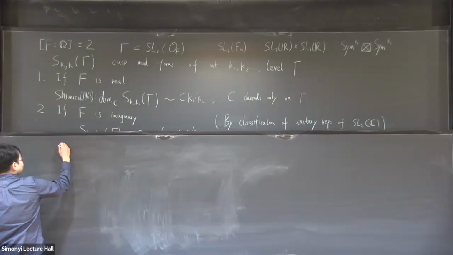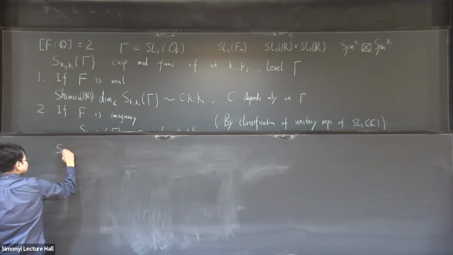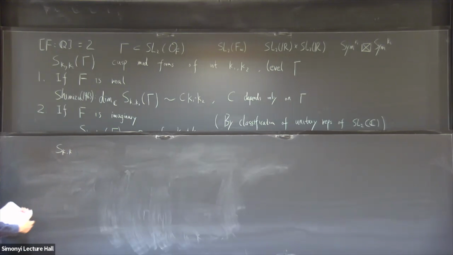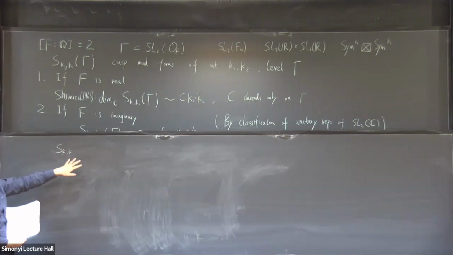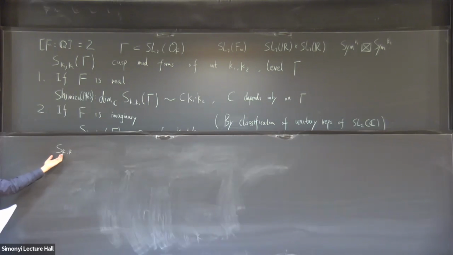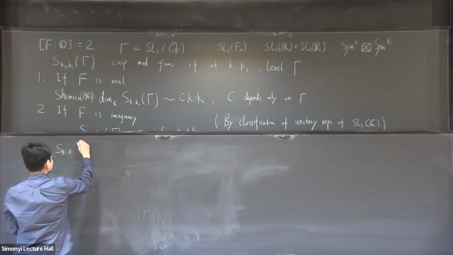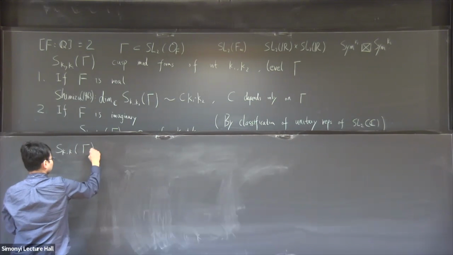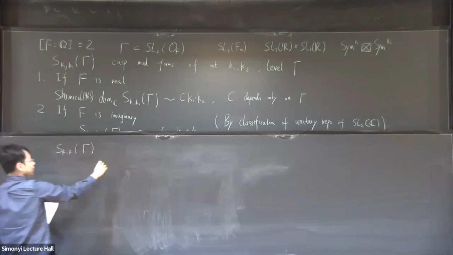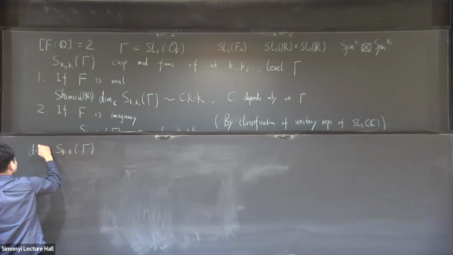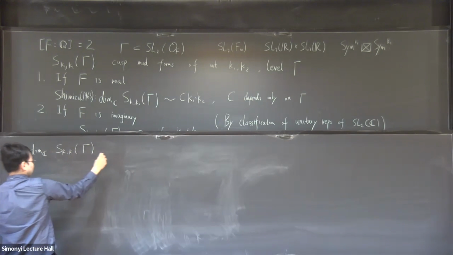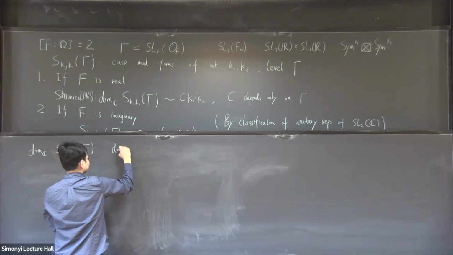In the imaginary quadratic case, the only interesting case is K1 equals K2, so I will just use S_K or S_KK to denote this space. And unlike the real situation, the dimension of this space does not grow quadratically.